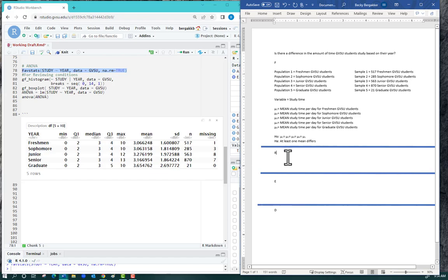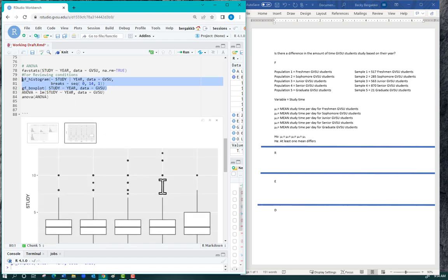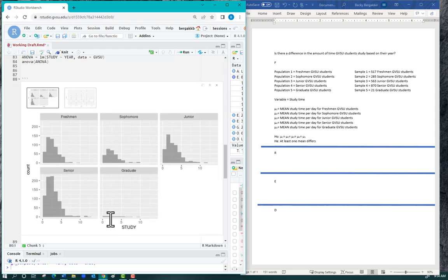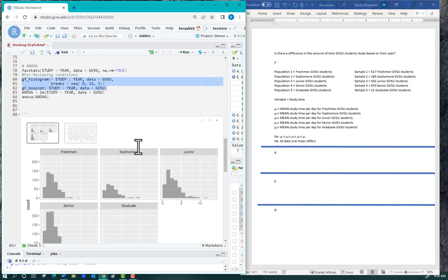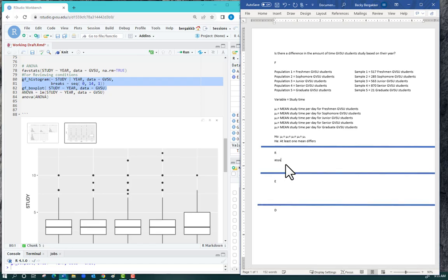So then reviewing conditions, we're going to run these other two pieces of code right here. So I have a histogram and a box plot. So remember that the data needs to be symmetric relative to the sample size. So this is really, it's not symmetric, but they're very big sample sizes, so I'm not really concerned with that. So we would say that for this, it's asymmetric, and there are outliers, but with sample size, the condition is met.